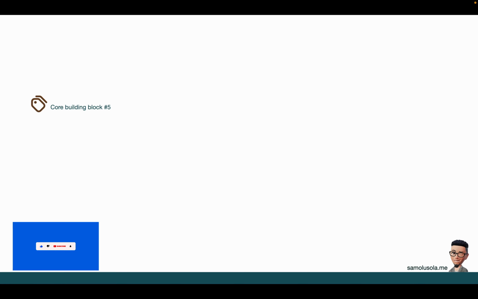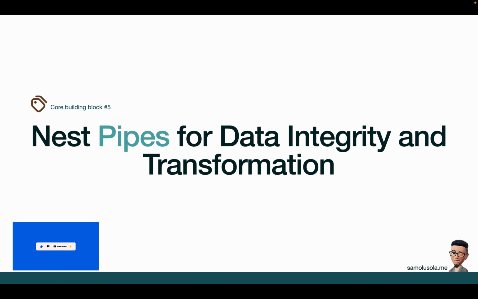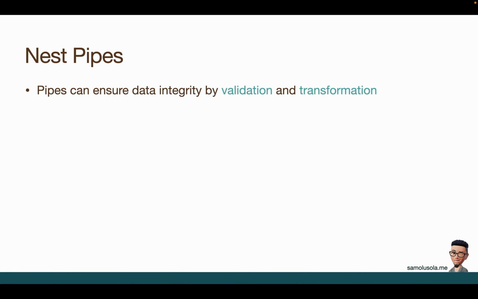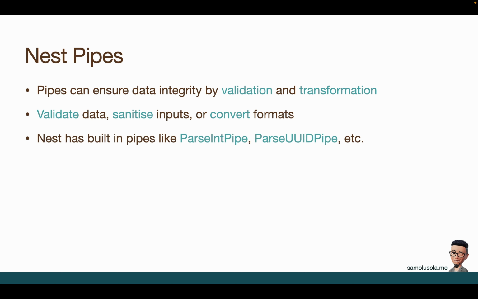We are now going to talk about the fifth building block, which is Nest pipes for data integrity and transformation. Nest pipes ensure data integrity by validating data or transforming it. They can help us to validate data, to sanitize inputs that we are receiving from the user, and to convert those inputs to the format that we want. Nest has some built-in pipes like ParseIntPipe, ParseUUIDPipe, and others. For example, the ParseIntPipe will allow you to transform a string input to an integer input. If that transformation fails, it's going to return an error response that tells the user what exactly went wrong.